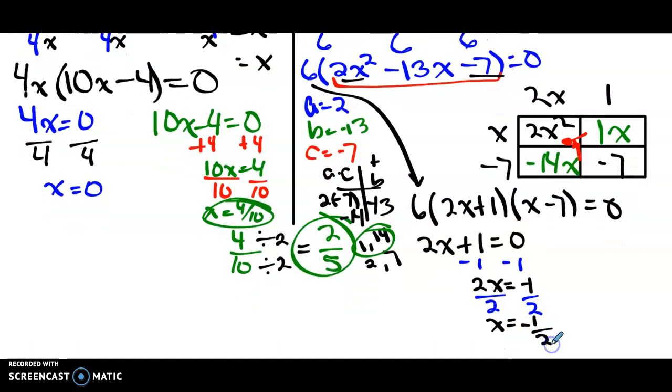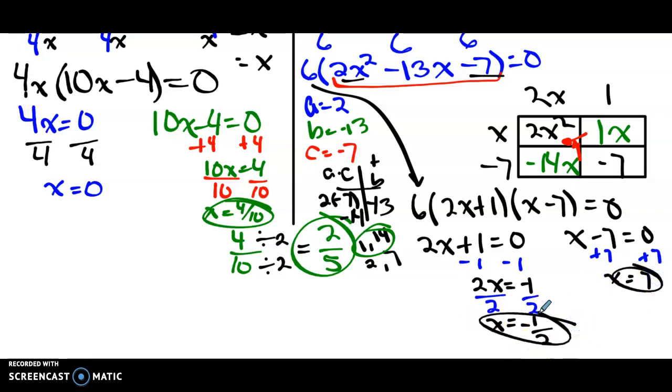So that's the first answer. What do we do to get the other answer? We get x minus 7 equals 0. So now we add 7. x equals positive 7. So those are our two solutions. x equals negative 1/2, x equals 7.